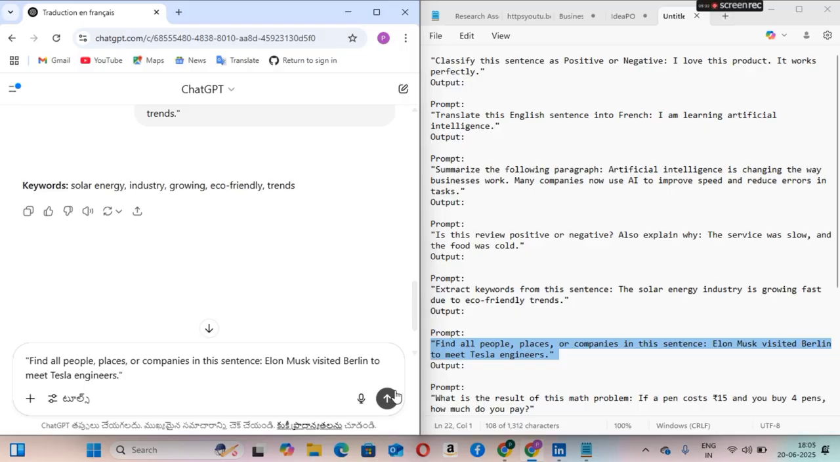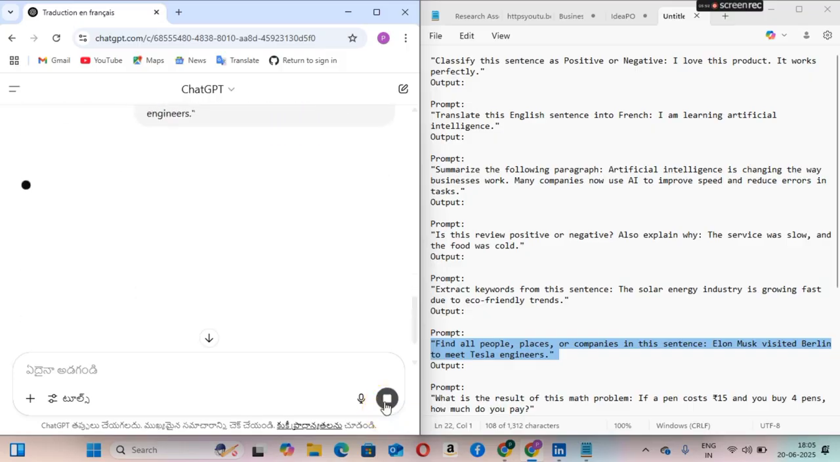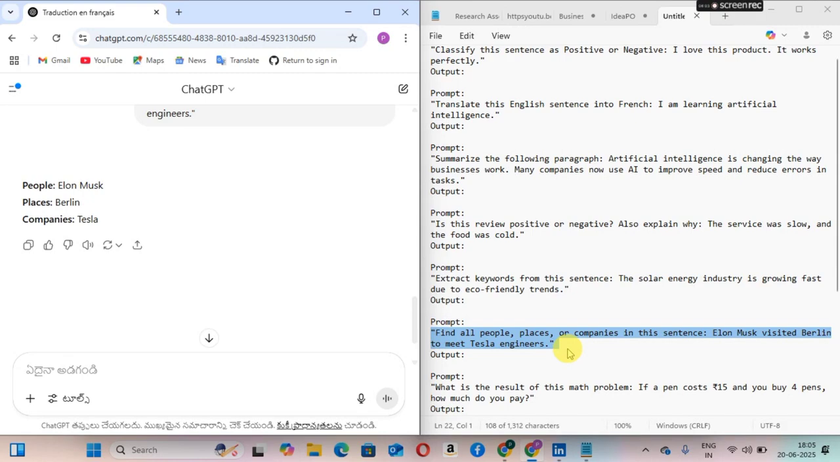So now let's try a named entity recognition task. So we will ask the model to find people, places and companies in a sentence using zero shot prompting technique. So let's consider a prompt: find all people, places or companies in this sentence. Where the sentence is: Elon Musk visited Berlin to meet Tesla engineers. So we get this output. So here the person is Elon Musk, the place is Berlin, the company is Tesla.